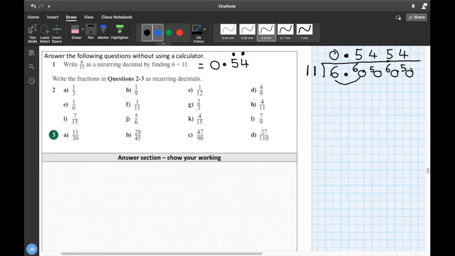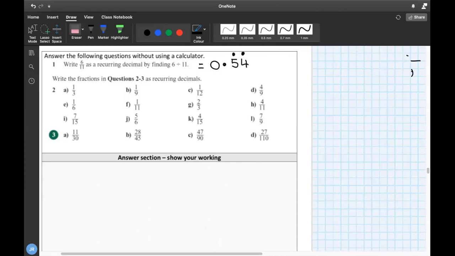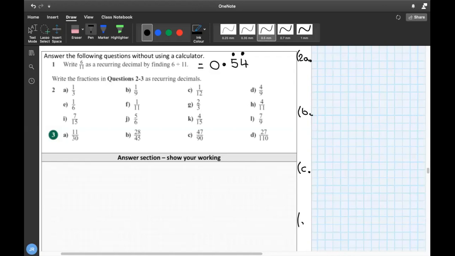Let's have a look at example number 2. I'm going to do all of question 2A to D in black, then we'll go E to H in another colour, I to L in another colour, and then we'll do question 3 separately as well. So we're now looking at question 2A to D. A, B, C, and D.